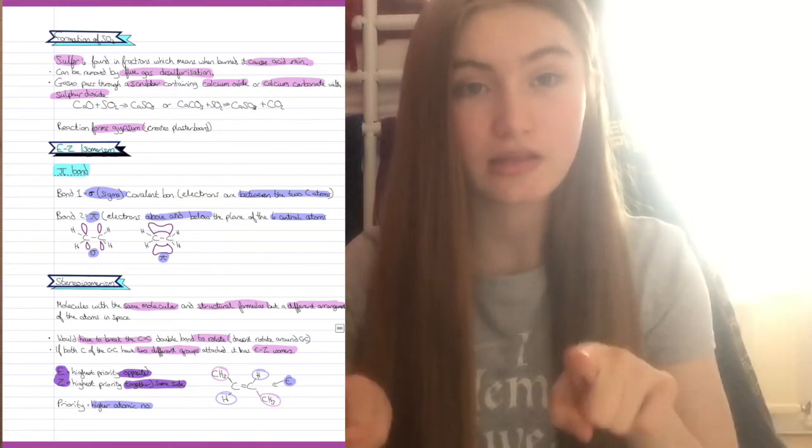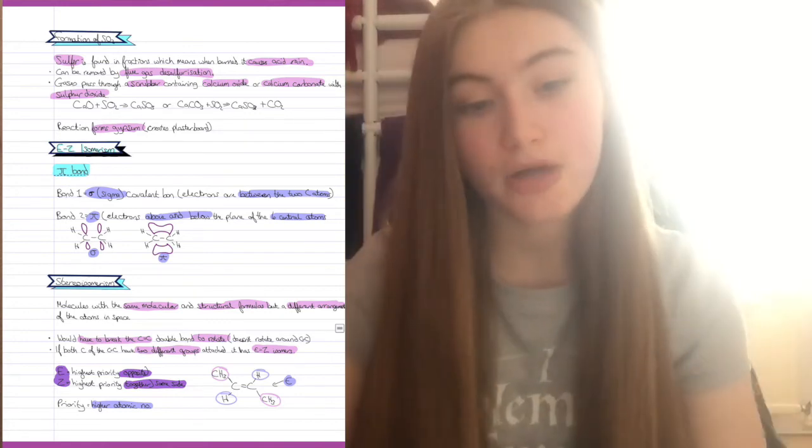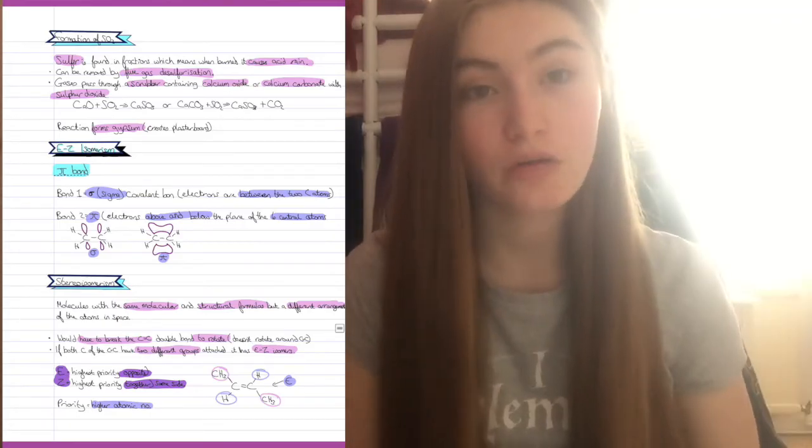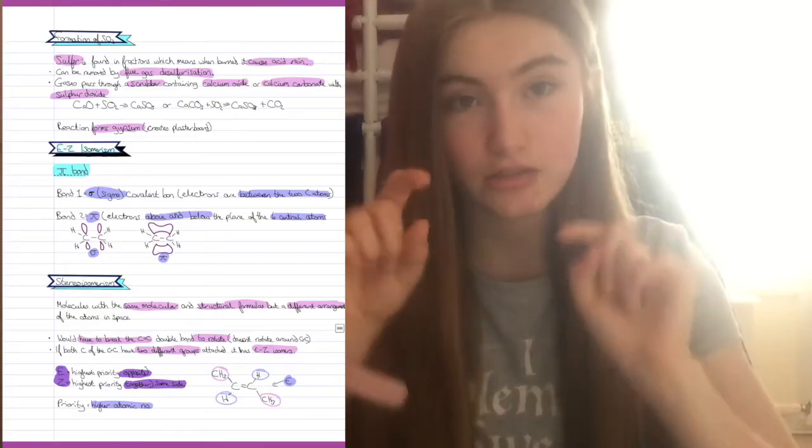The E isomer means the higher priority groups are opposite, so one's at the top and one's at the bottom. And the Z isomer is on the same side, so they're either both at the bottom or both at the top. And the priority means it's got a higher atomic number. It also means that you need all four of the things on the top and the bottom to be different. These can be the same, but these need to be different.